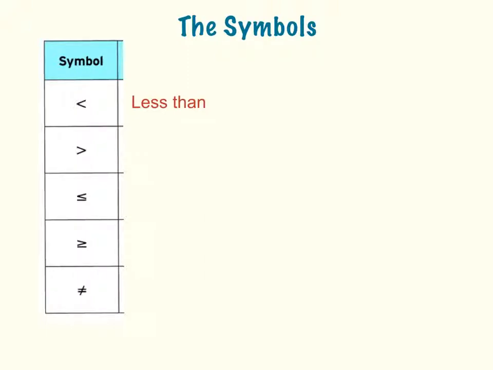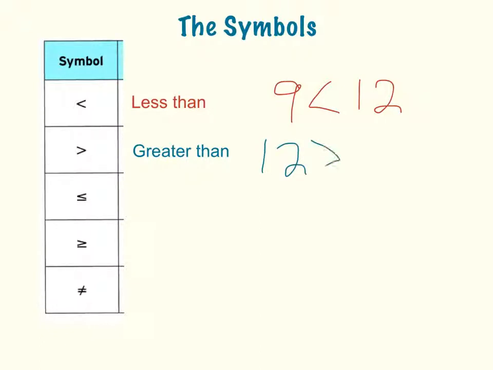We could say that 9 is less than 12, for example. The next symbol in the chart is called the greater than sign. We could say that 12 is greater than 9.